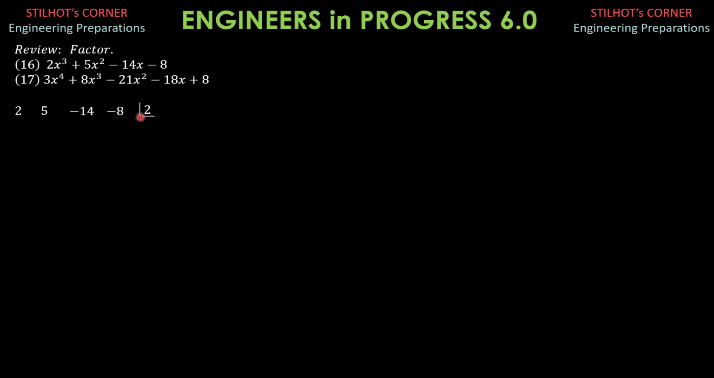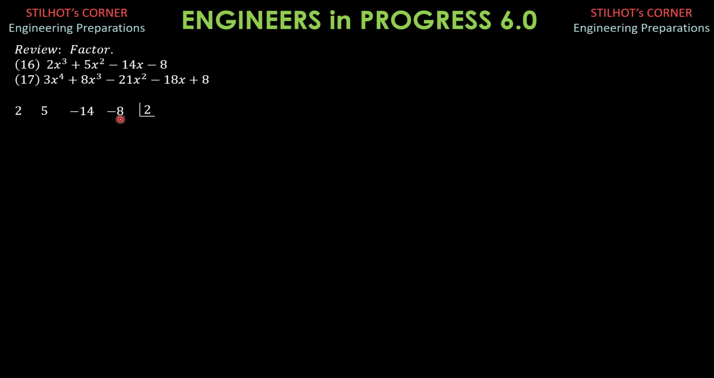So I'll try 2. By the way, this can be factored by trial and error also, although we have synthetic division. So again, the explanation: the possible roots would be factors of negative 8 divided by factors of 2, because this is 2. If this is 1, then the possible roots will only be factors of 8. So factors of 8 would be plus minus 1, plus minus 2, plus minus 4, plus minus 8.